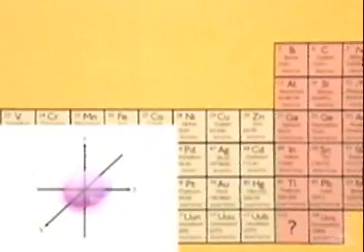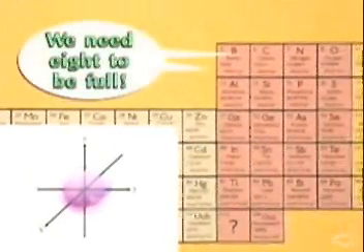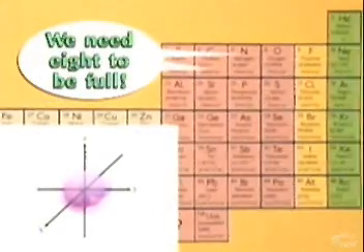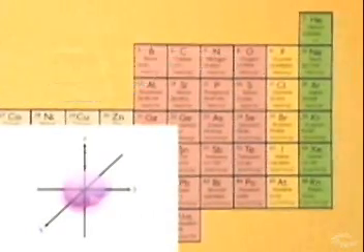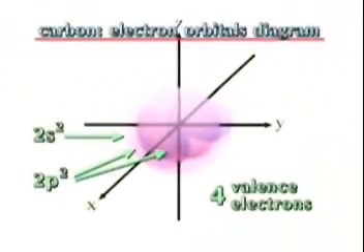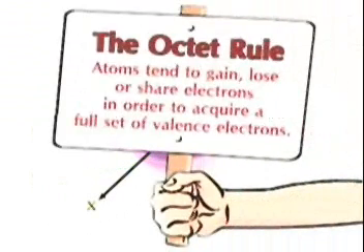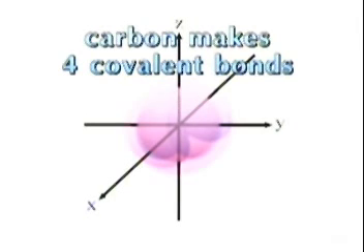Elements in the second period, such as carbon, need 8 electrons in order to fill the valence level. Carbon exactly fills half of its valence level with electrons. The octet rule says that atoms tend to gain, lose, or share electrons in order to acquire a full set of valence electrons. A carbon atom usually satisfies the octet rule by making 4 covalent bonds with other atoms.